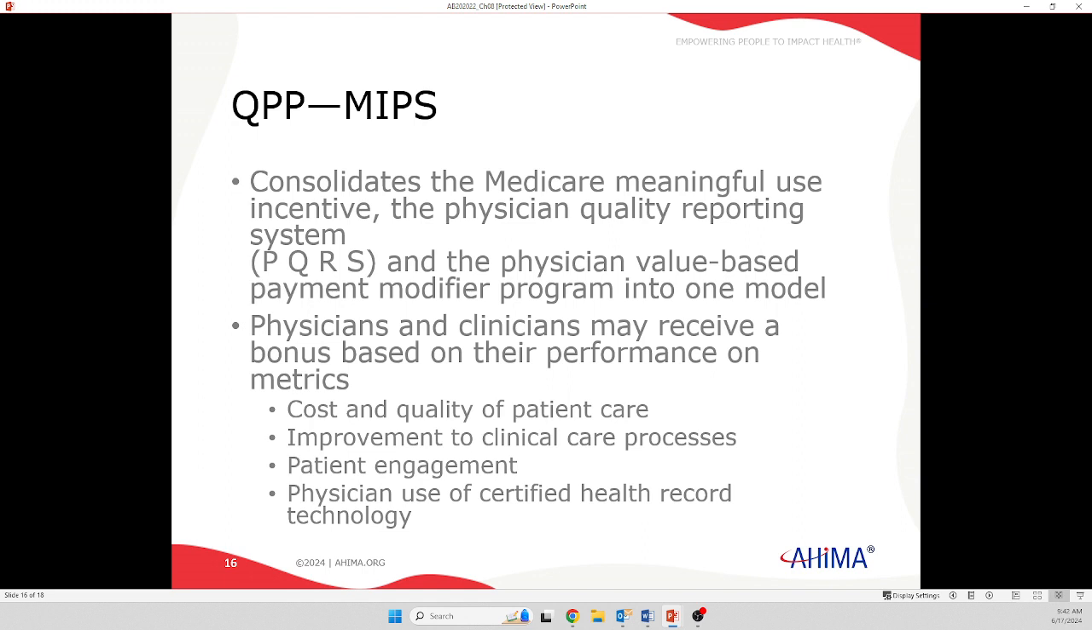The MIPS consolidates the Medicare meaningful use that we used to have. We have PQRS. We've had so many of these incentive programs. And so this is kind of where we've ended up. They receive a bonus based on their performance on metrics for cost, quality of patient care, improvement to clinical care processes, their engagement with their patients, and then the use of the certified health record. So it's a way to link quality and efficiency.